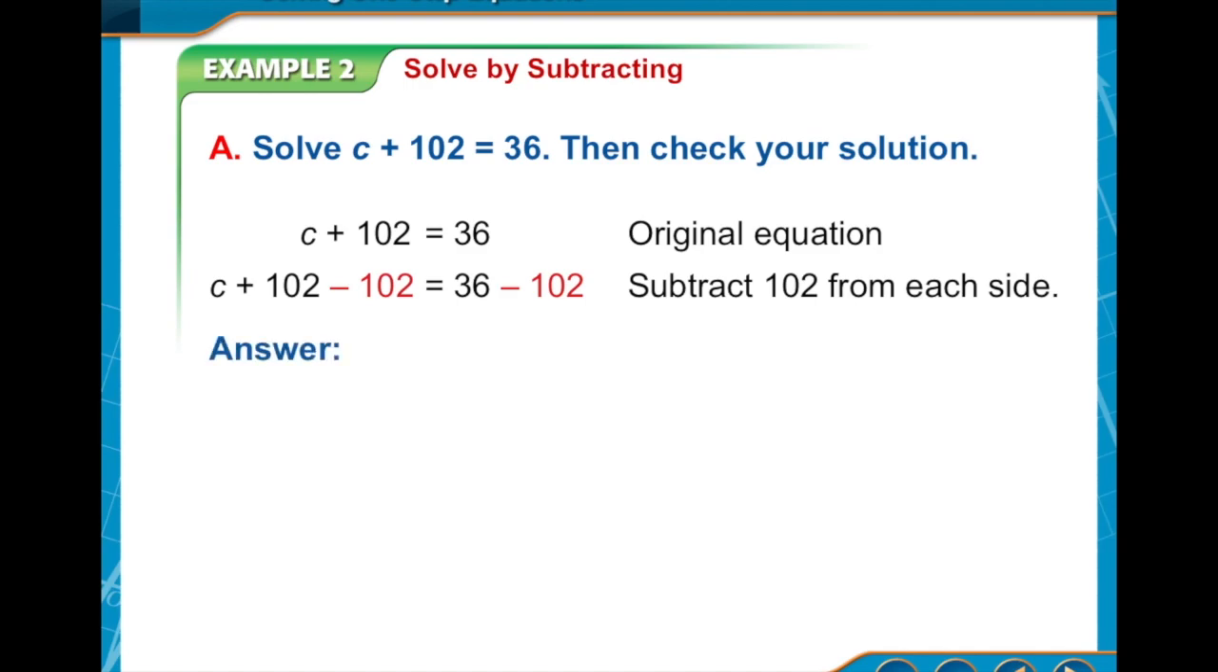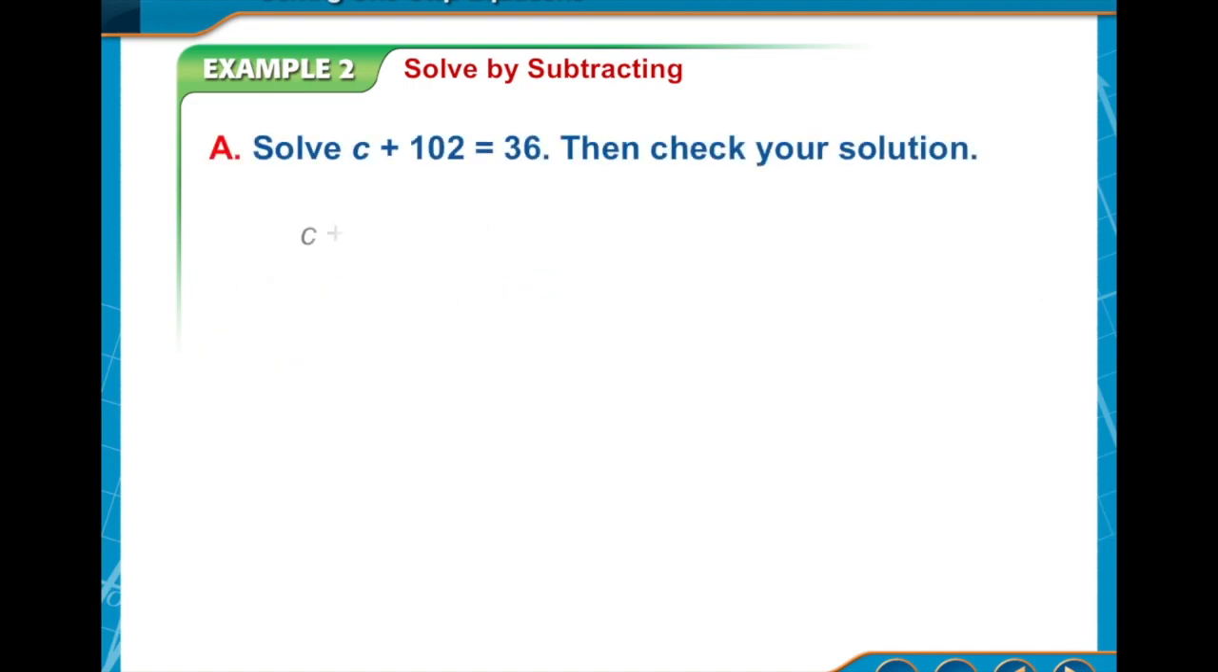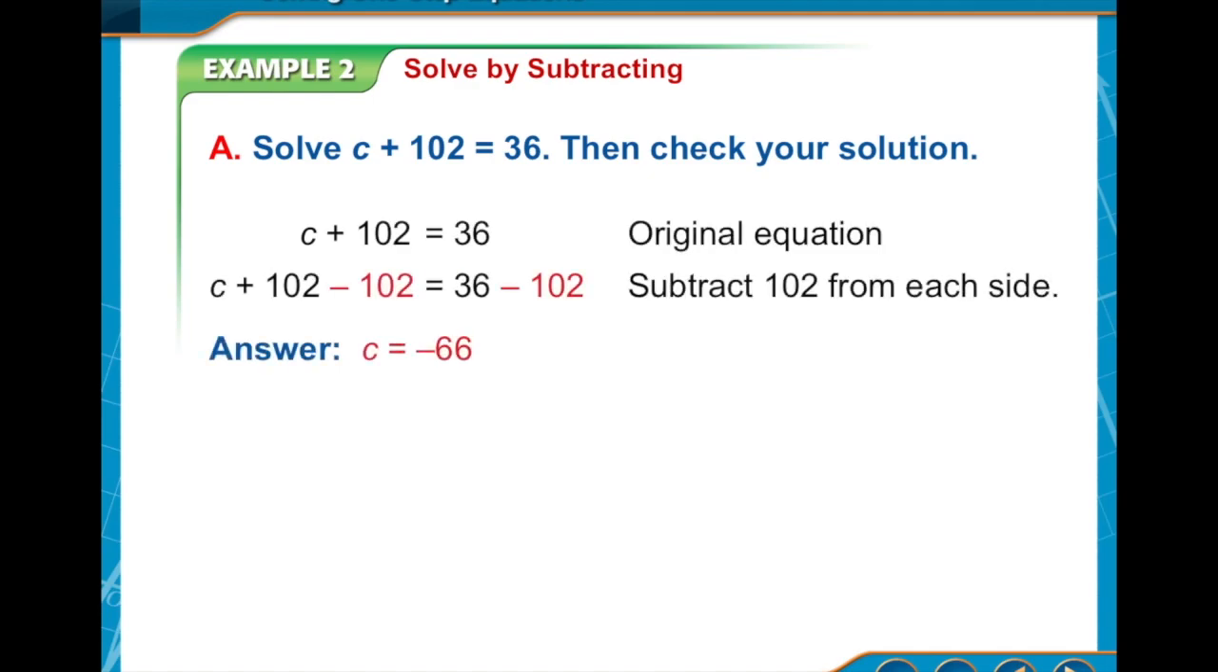On the left side, we will get just c. And on the right side we get, if you remember integers, 36 minus 102 would be a negative number. The difference there is 66. So C should be a negative 66.